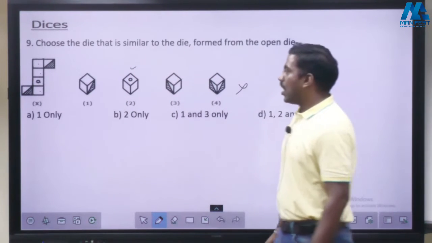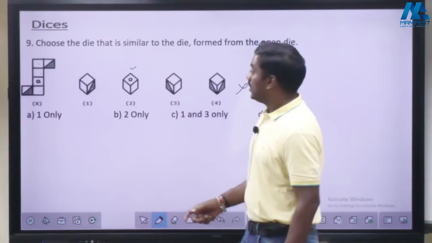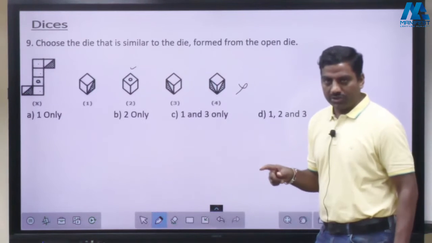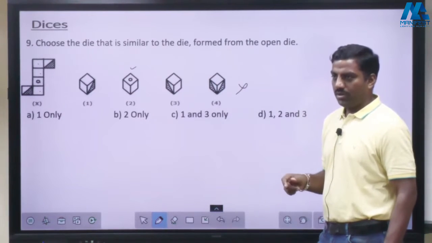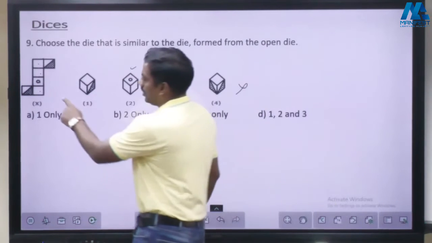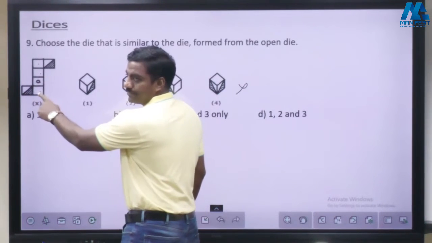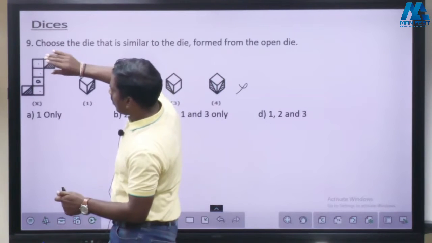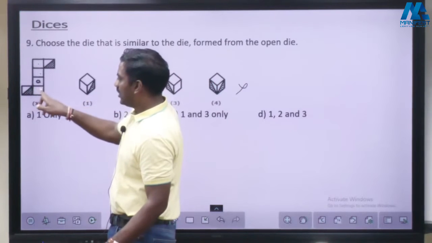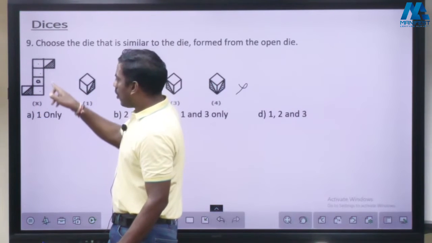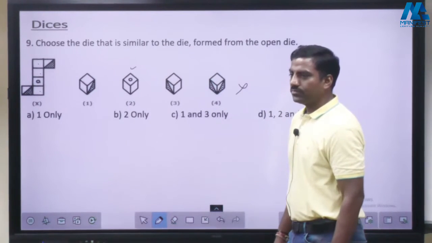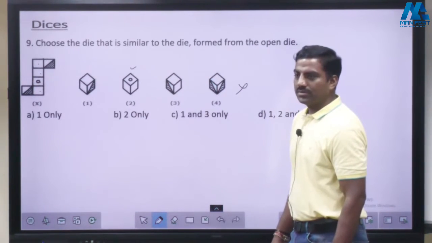Okay? Now, we have to conclude, when there is a shaded portion, can we have two blanks together? Now, this one can be there with this. Now, from the top, try to fold it. This is in the left, this is in the front, and the bottom will be one more blank. Yes or no? Yes?